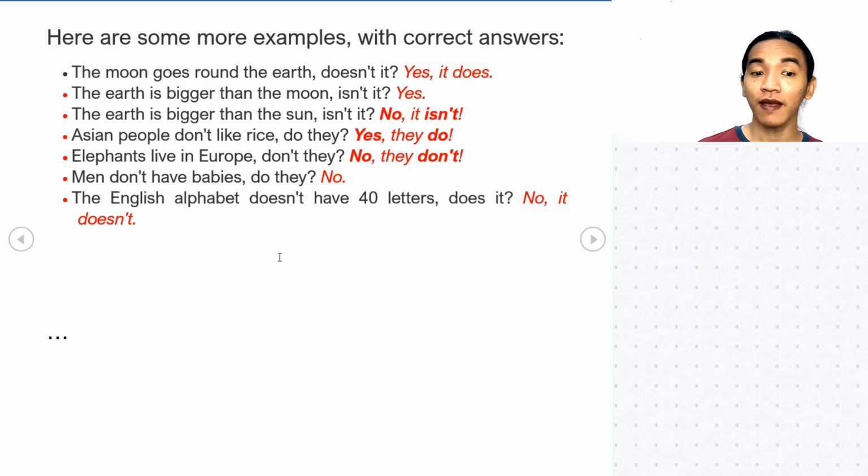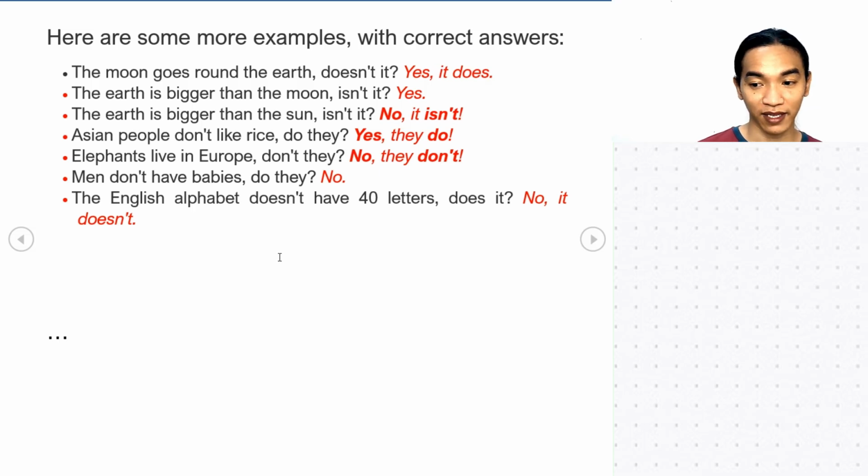Why do we use do here? Because your auxiliary verb is do for your tag question, but in your statement, we only have the main verb. That's why we use do. Elephants live in Europe, don't they? No, they don't. We don't normally see elephants in Europe, so we say no. Men don't have babies, do they? No, they don't, because factually, men don't give birth to babies. And the last one, the English alphabet doesn't have 40 letters, does it? No, it doesn't.